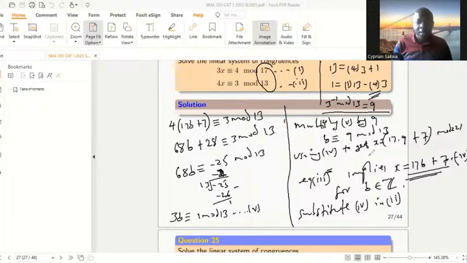So what do we have inside this bracket? 17 times 9 plus 7. I'm getting 160. So 160 mod 221, and that is the answer. 160 is the correct answer. So that's how we do this question.